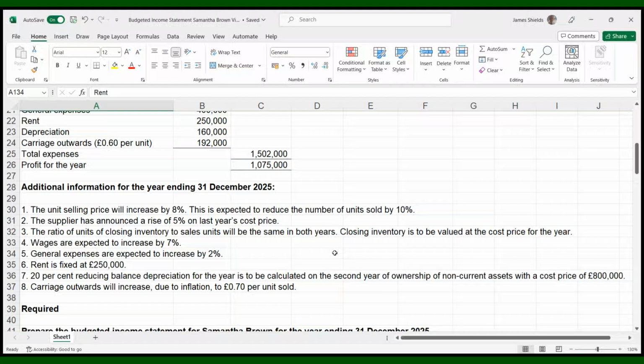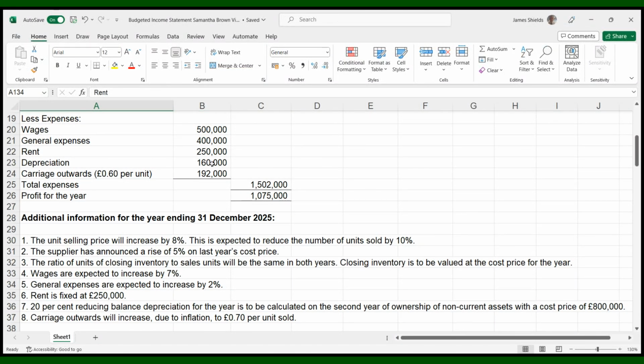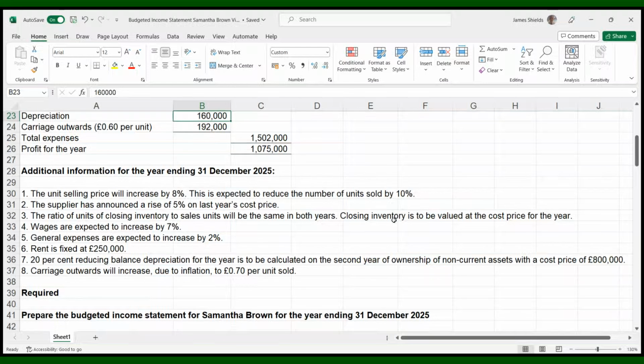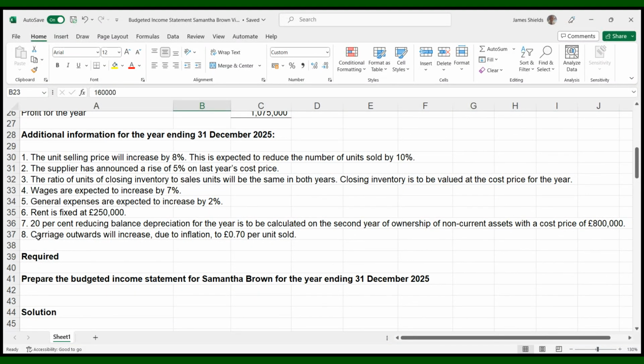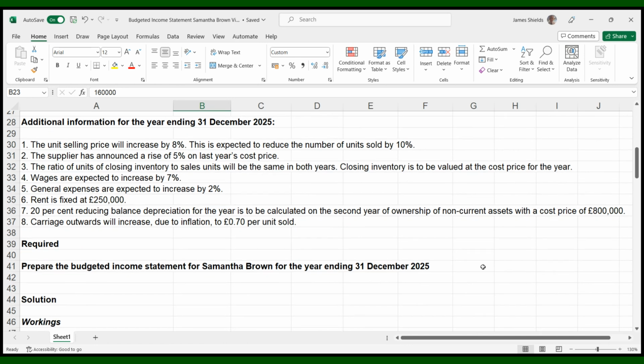So the previous year, the depreciation would have been £160,000. Because that was the first year, that's now going to be our accumulated depreciation. And finally, carriage outwards would increase due to inflation to £0.70 per unit sold. That was 70p per unit sold. What are we to do then? Prepare the budgeted income statement for Samantha Brown for the year ending 31st December 2025.